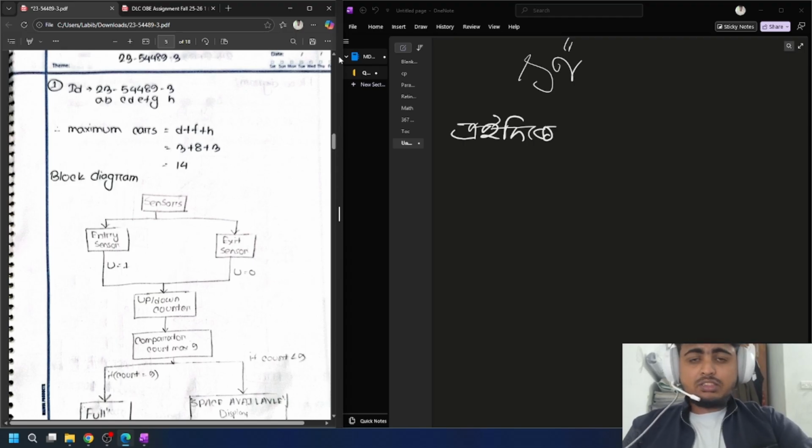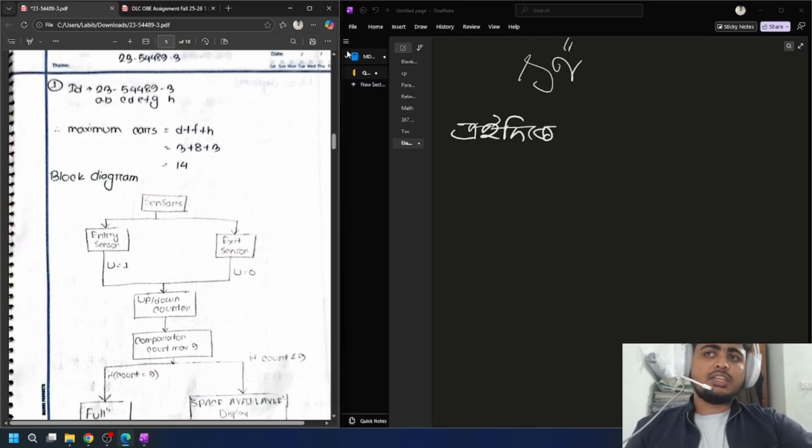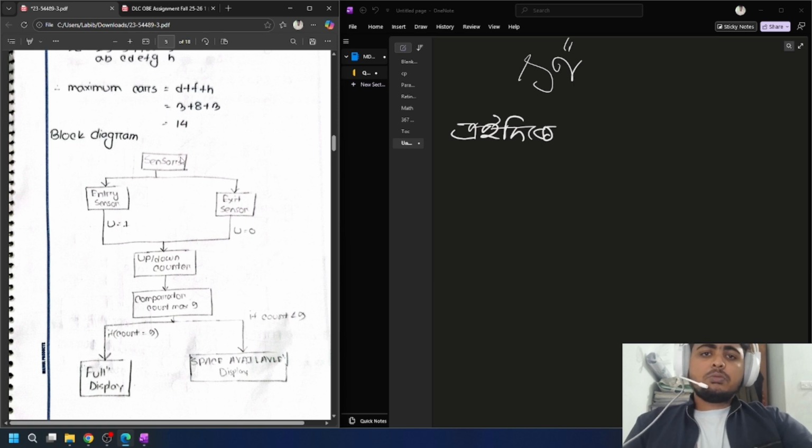And for the maximum car count, we need to add D plus F plus H, which is 3 plus 8 plus 3, 14 cars. So the block diagram is like this.